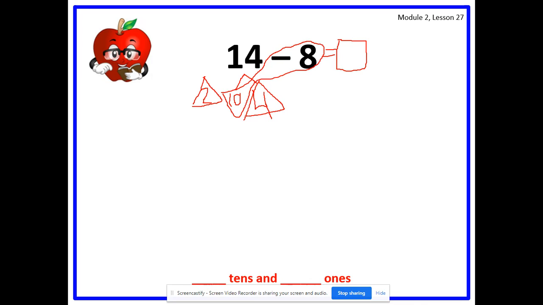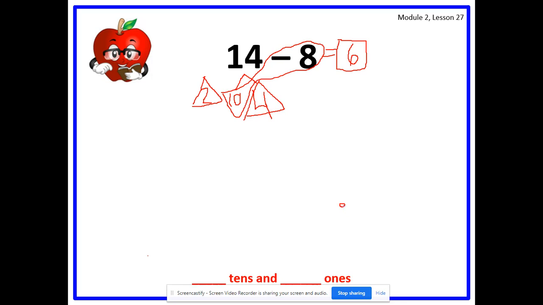And now we bring our triangles together. 2 plus 4. What's 2 plus 4? Get ready. Yes, 6. So our solution is 6. It's another word for answer.